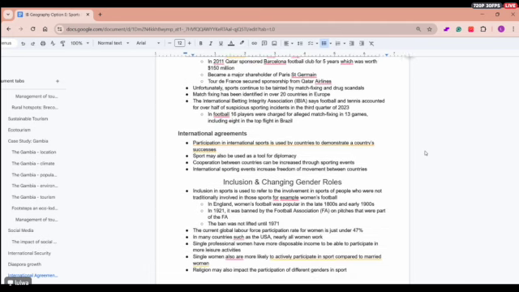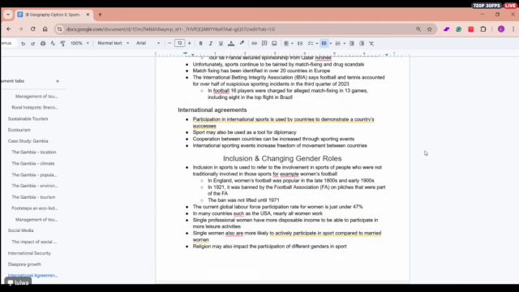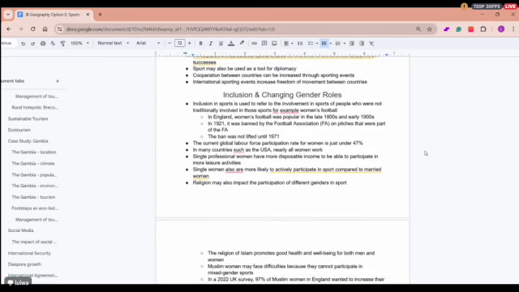And participation in international sports is used by countries to demonstrate a country's success. Sport may also be used as a tool for diplomacy. Cooperation between countries can be increased through sporting events. And international sporting events increase freedom of movement between countries. And there's also inclusion and changing gender roles.